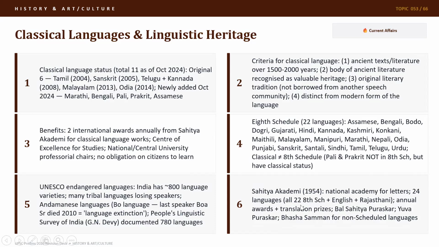Sahitya Academy was established in 1954 as a National Academy for Letters. There are 24 languages, all 22 8th schedule languages, plus English plus Rajasthani. Annual awards are given, plus translation prizes are also given by Sahitya Academy. We have a Bal Sahitya Puraskar, Yuva Puraskar, and Bhasha Samman for non-scheduled languages.